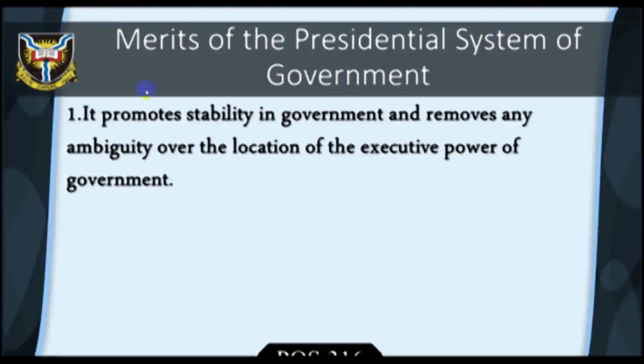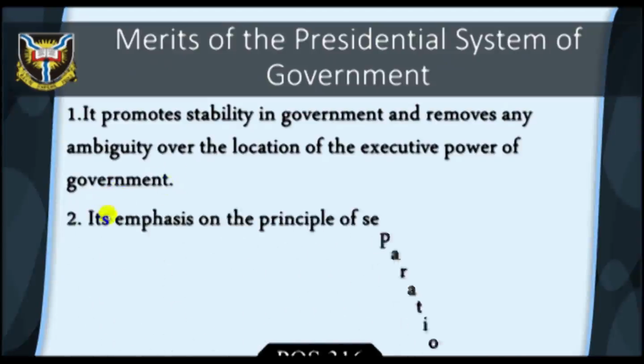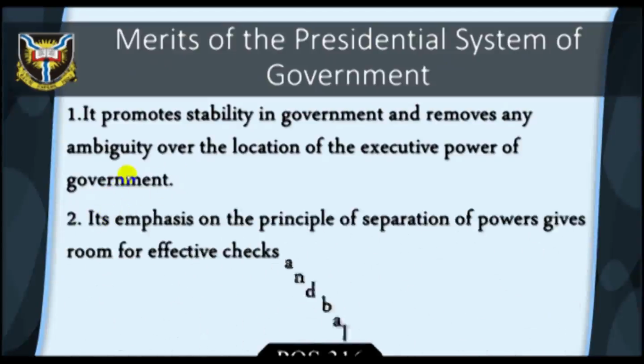For the purpose of comparison, and in line with one of our objectives at the beginning of this section, we may now examine some of the merits and demerits of the presidential system of government and possibly recommend it or the parliamentary system for Nigeria. First, the merits. 1. It promotes stability in government and removes any ambiguity over the location of the executive power of government. This is unlike under the parliamentary system, where there is the president and the prime minister, and therefore a possibility of conflict of roles.